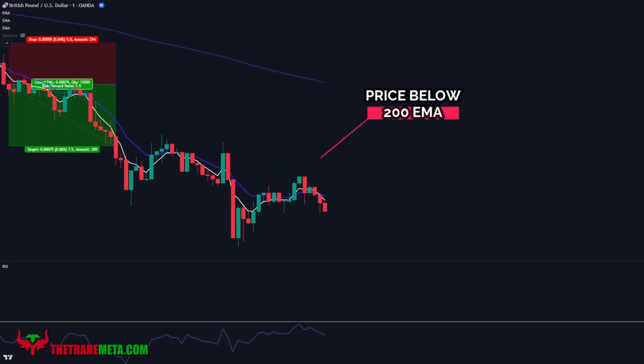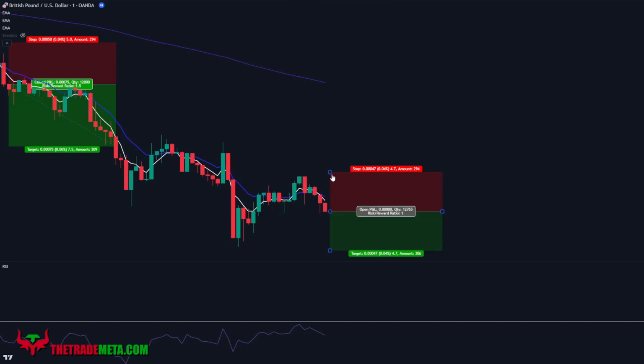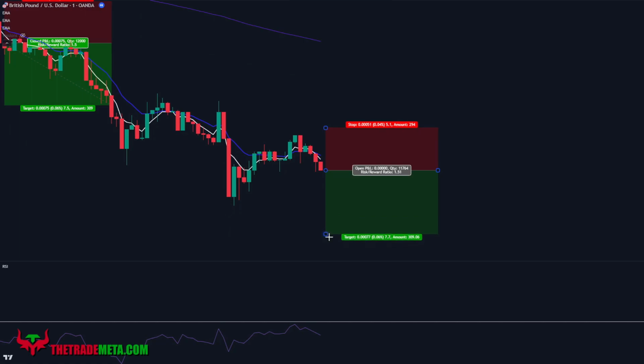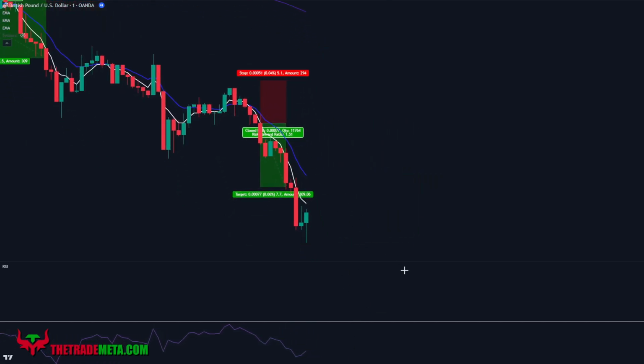Here is another setup. The 5 EMA has crossed the 12 EMA to the downside. And the RSI is still below the 50 level. We enter here at the candle close with a 5 pip stop loss and shoot for 1.5 times our risk. And our take profit is hit. Here are a few more sell entry setups.